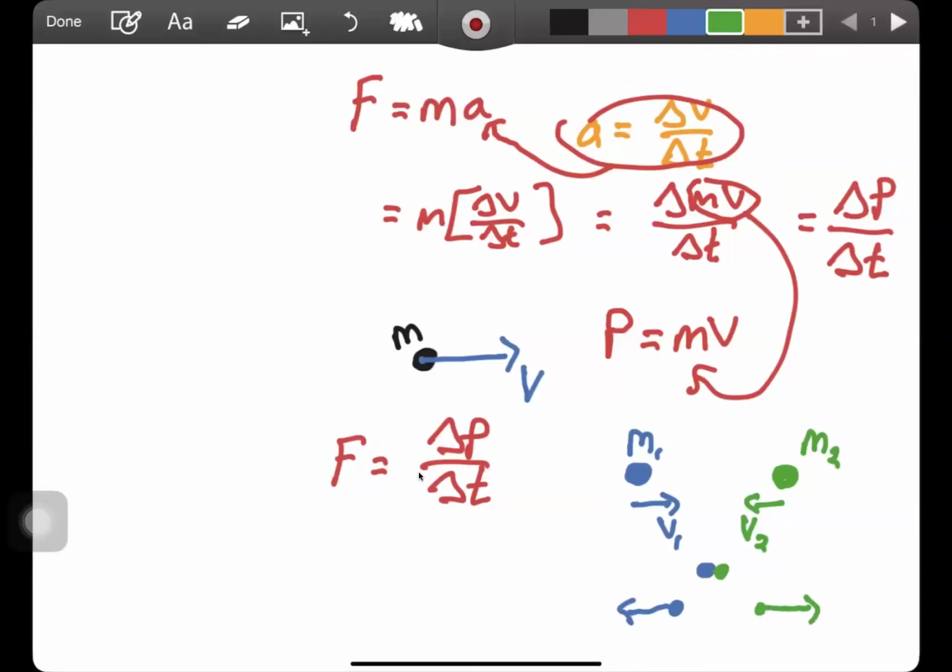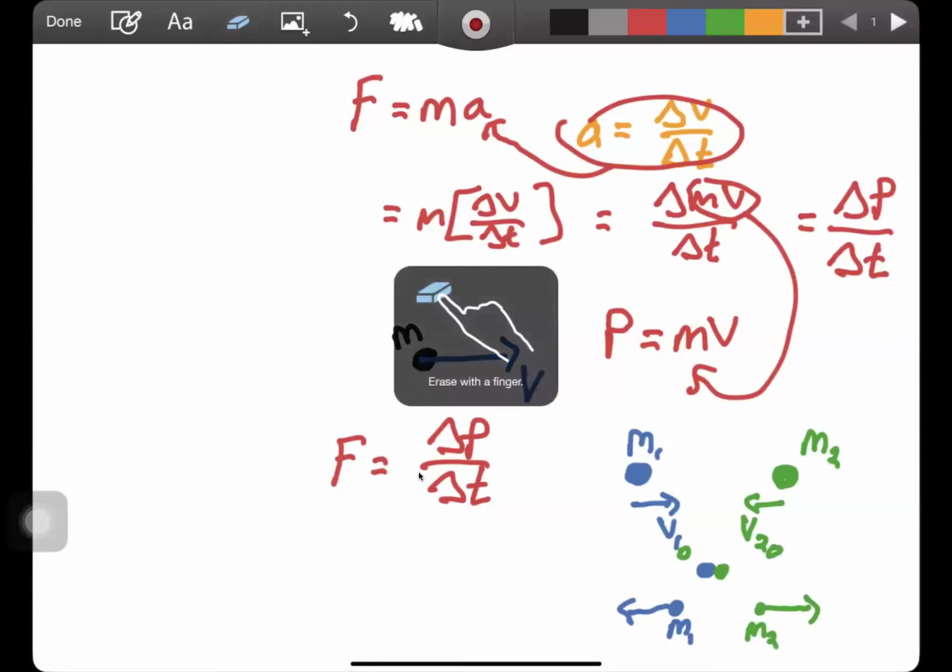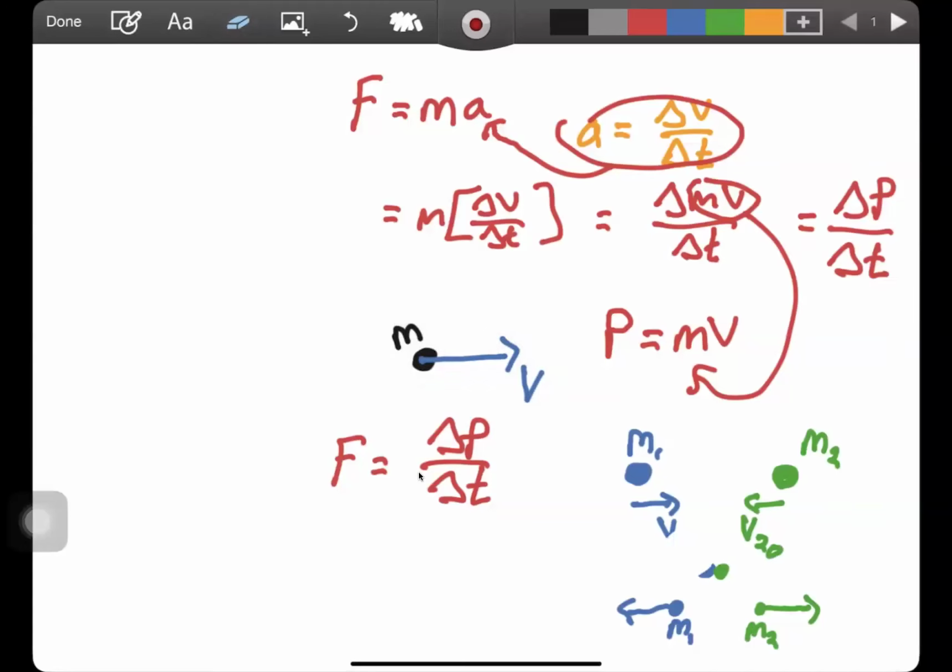And when that happens, the mass is still what it is for each of the objects. But now, let's say that we're going to call up top v1 initial and v2 initial. And so after the collision, so bam, they hit each other and then they go in the opposite directions. So we'll call this v1 final, and we'll call this v2 final.